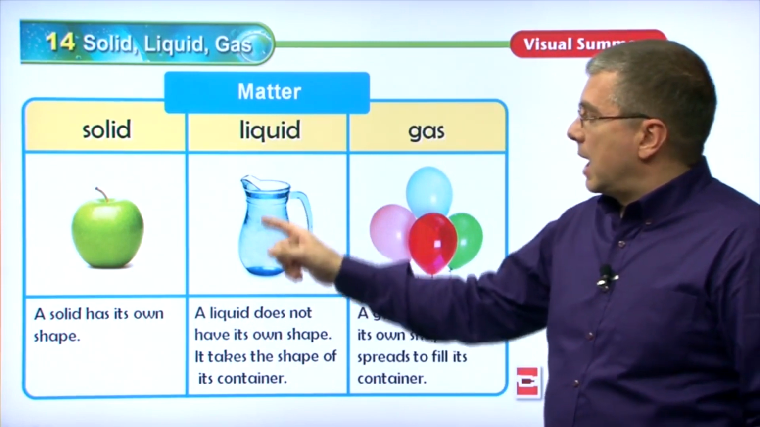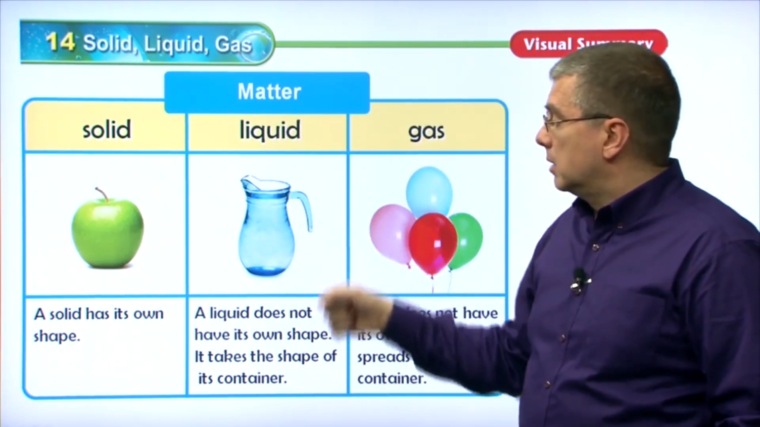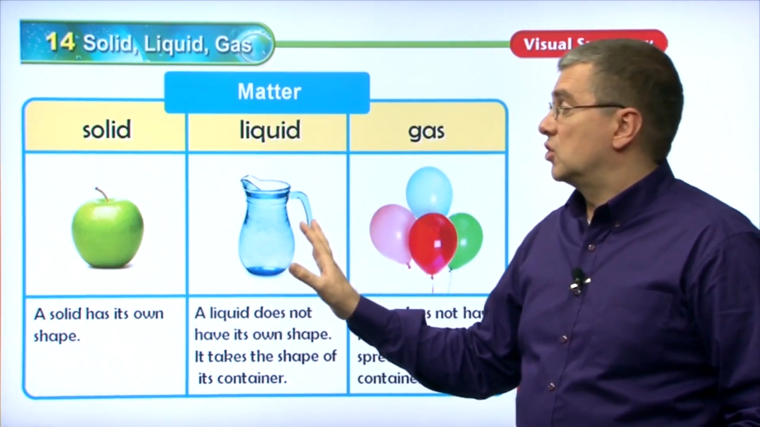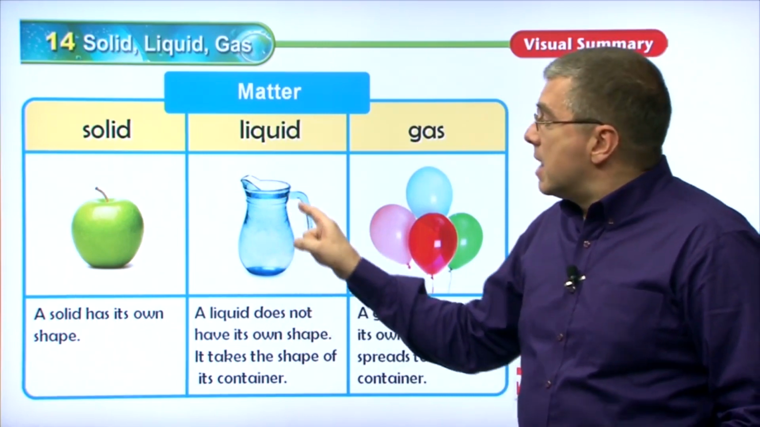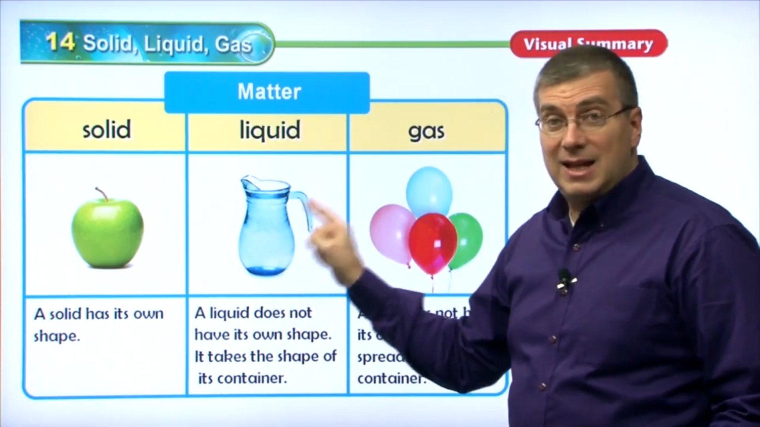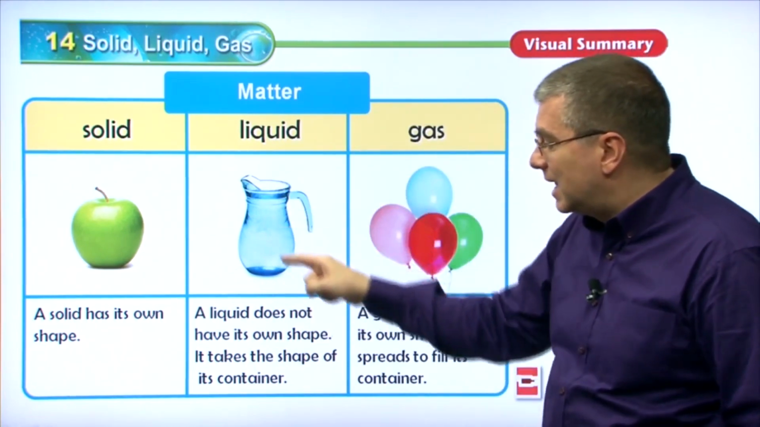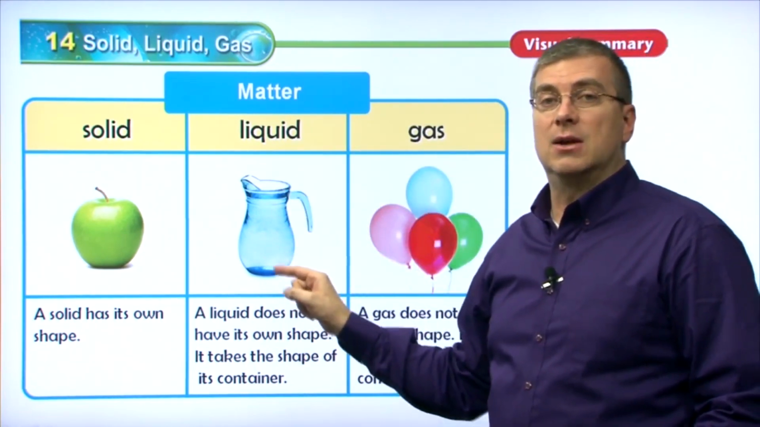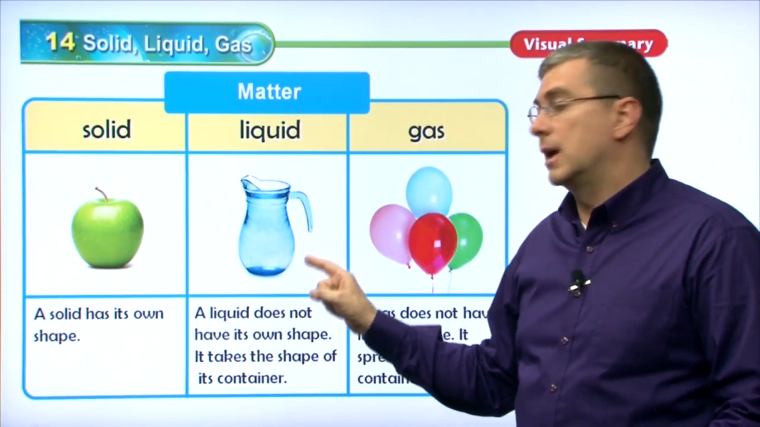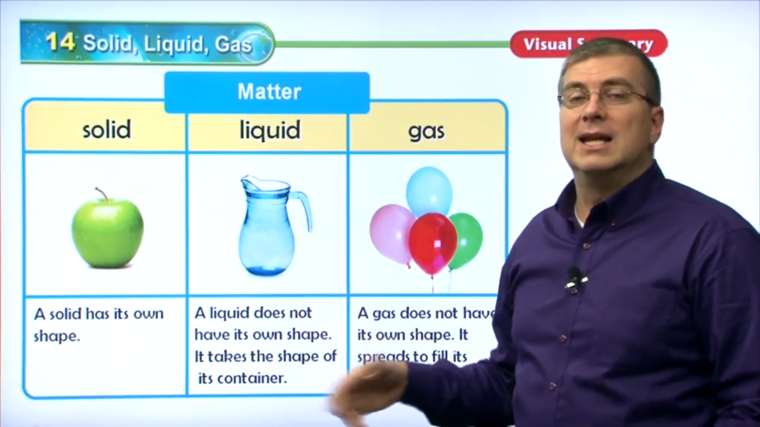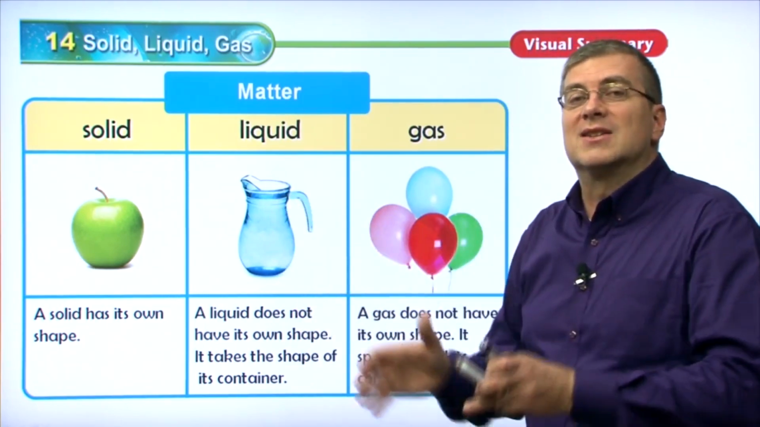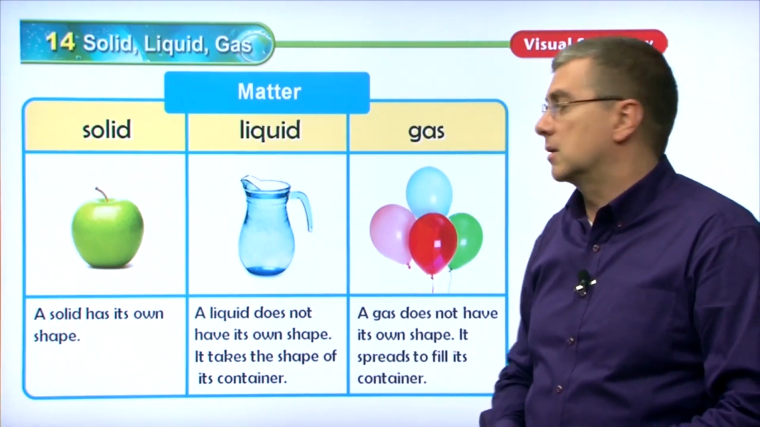Liquid. Here we have a pitcher of water, and a liquid does not have its own shape, right? The pitcher of glass, that is a solid. It has its own shape, and the liquid is taking the shape of its container. The container is a solid, right? So the liquid inside is taking the same shape as the container.